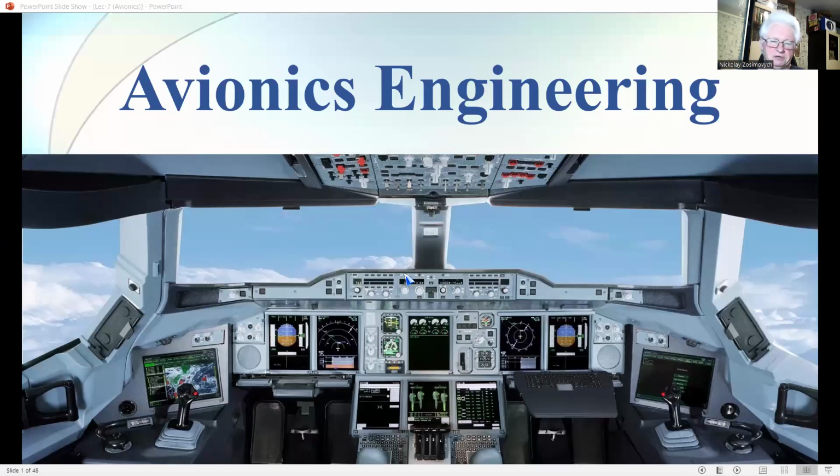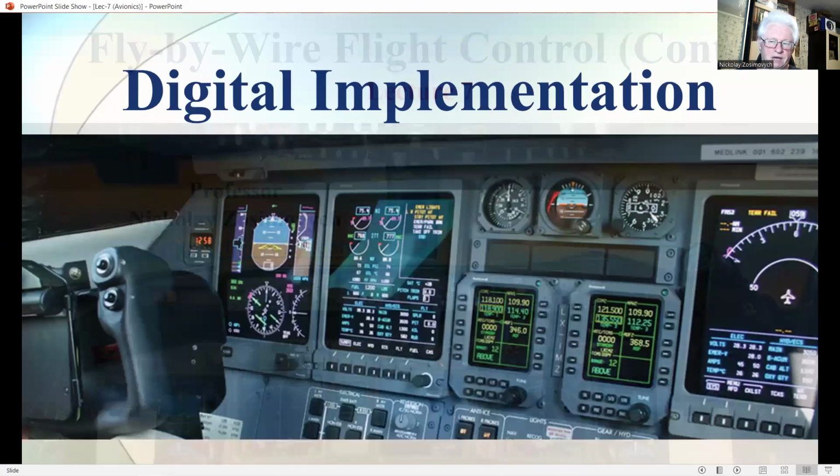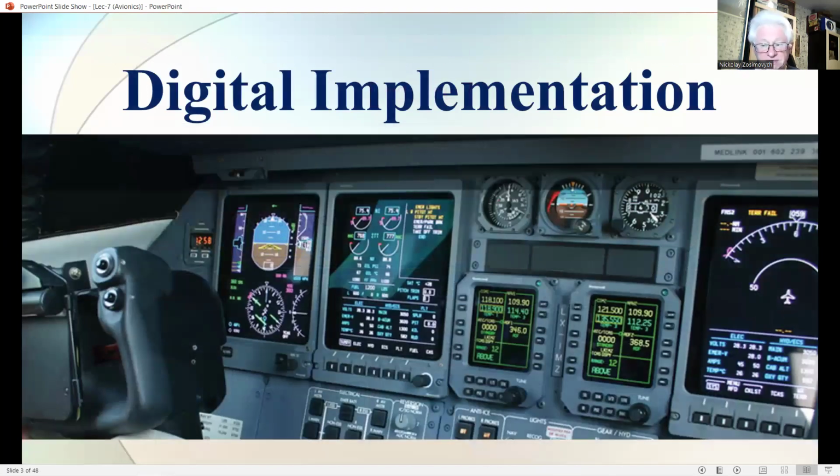Today we will be continuing our topic called fly-by-wire flight control. As we mentioned in the previous lecture, modern FBW flight control systems, meaning fly-by-wire flight control systems, are implemented using digital technology. Signals are transmitted as serial digital data using a time division multiplex data bus network.